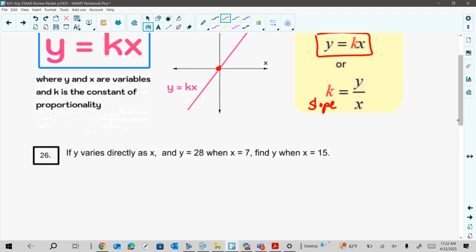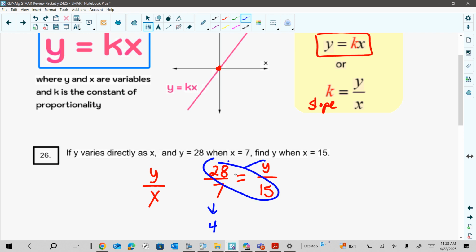So an example here says y varies directly as x, and y is 28. So y varies directly as x looks like this. Okay. So we have 28. Sorry, that's when x is 7. Find y. So we need to find y when x is 15. So what you do is you want to set up a proportion, and we want to cross multiply, or we look for the pattern, like, see, this is going to reduce 28 over 7 to 4. So I'm going to do the opposite here. But if you do cross multiplication, it works too.